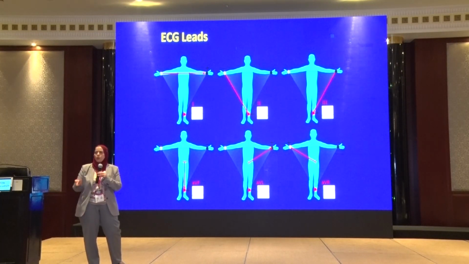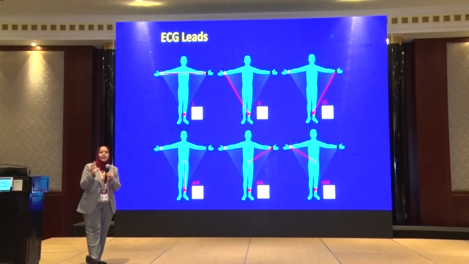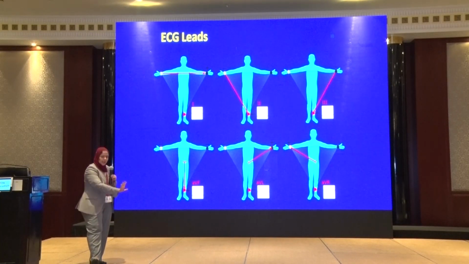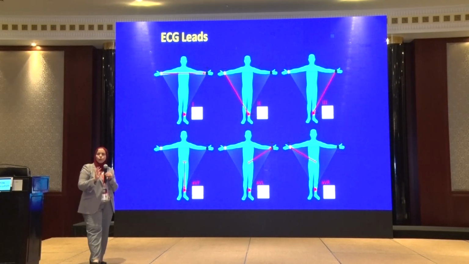So why do we have 12 leads? Do we have 12 different electricities in the heart? Bravo, it's different views of the same thing. It's as if someone is standing and we are taking different photos of him. So in each photo we will be focusing on a specific part of the heart. This is what will give the difference in each lead, okay?